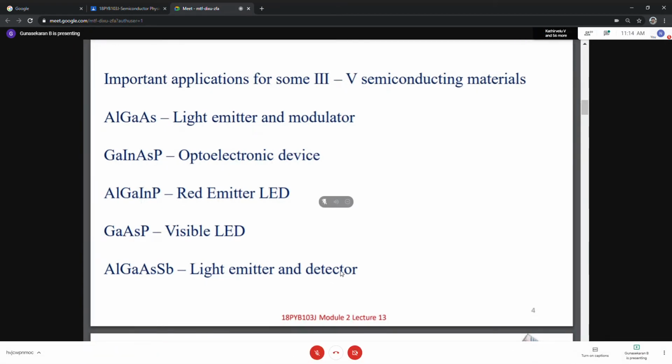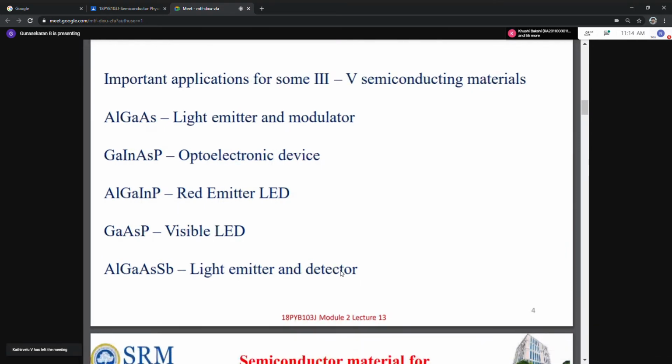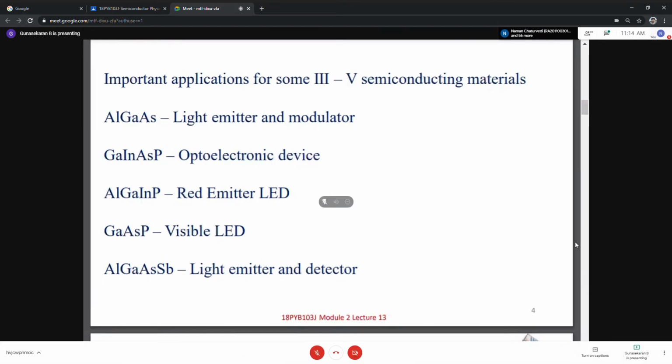So for the visible LED, red color is coming from aluminum gallium indium phosphorus, gallium indium arsenide phosphorus, optoelectronic, and gallium arsenide phosphorus, the normal visible LEDs. Similarly, aluminum gallium arsenide antimony is the same light emitting diode with a detector. So many applications are there using these types of materials, and nowadays n number of electronic devices, especially semiconductor devices, are coming.